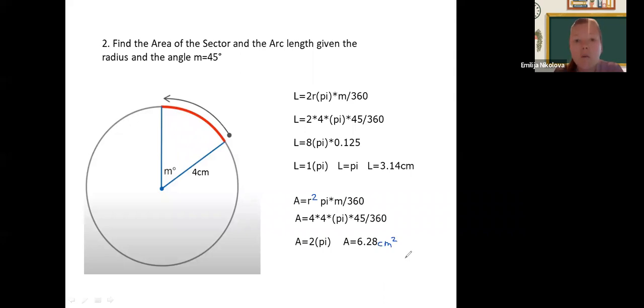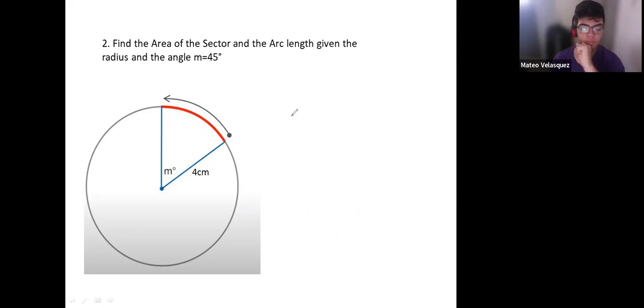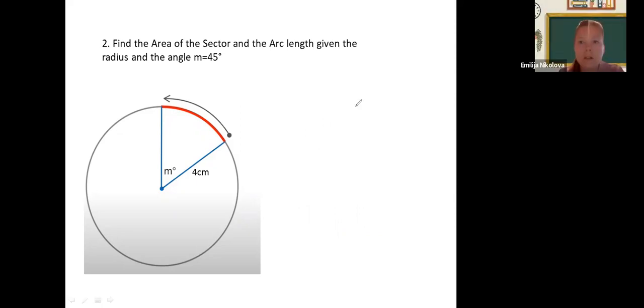Is this clear how we can find it? This is a really easy example. We just need to enter the given values into the formula. So I think it was clear to everyone. Clear for me. Okay, so let's do the next one.